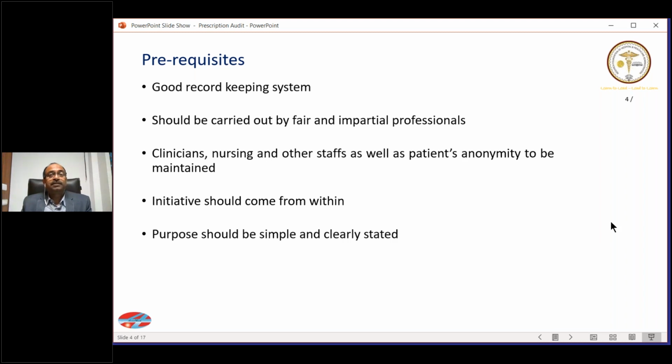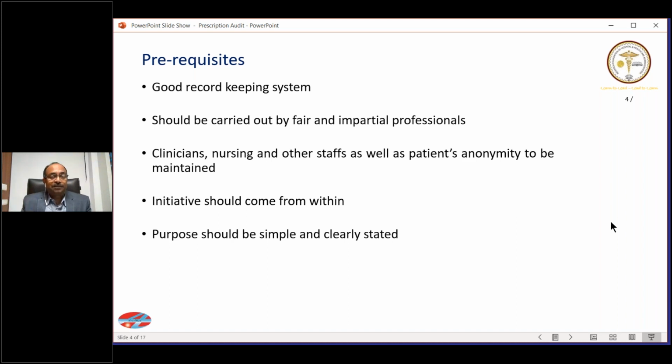The purpose should be simple and clearly stated. So what is it that we are trying to do with the audit? In the case of prescription audit, we say that we are doing prescription audit in order to improve the medication management in the hospital.